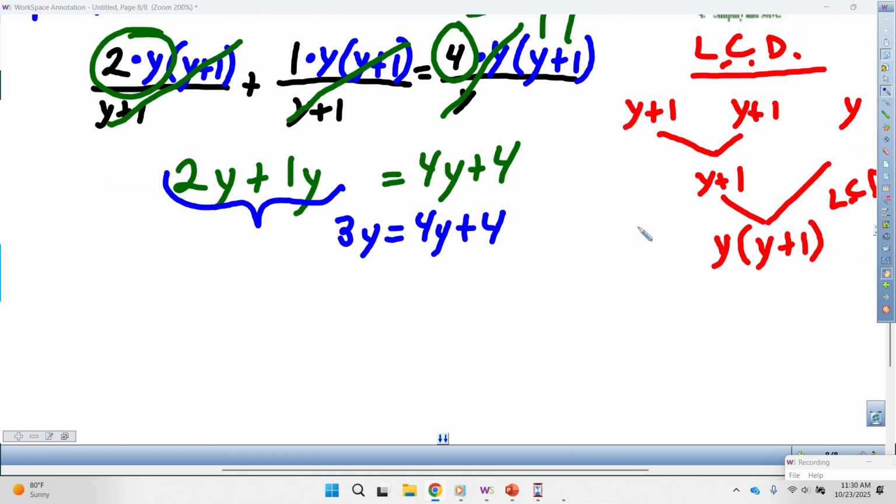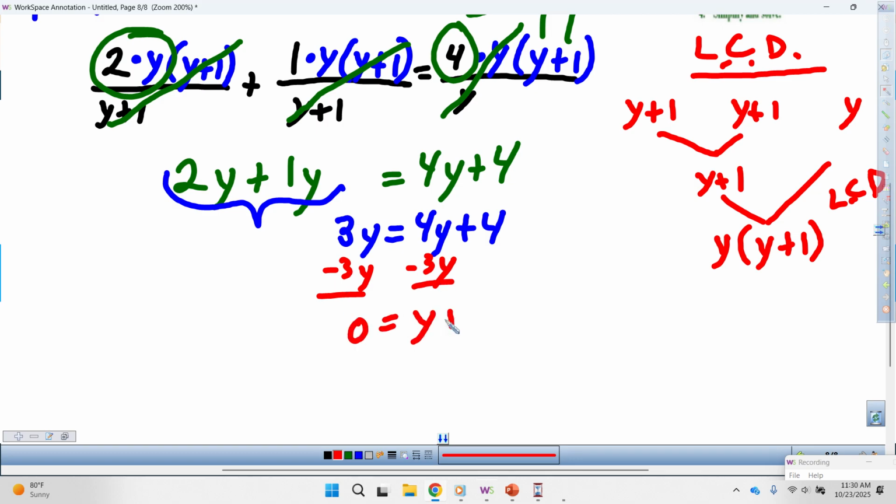All right, let's get all the y's to one side. I'm going to start with the smallest one, minus 3y, minus 3y. That leaves us with 0 equals y plus 4. And to leave the y by itself, we subtract 4 from each side, so that leaves us with negative 4 equals y.